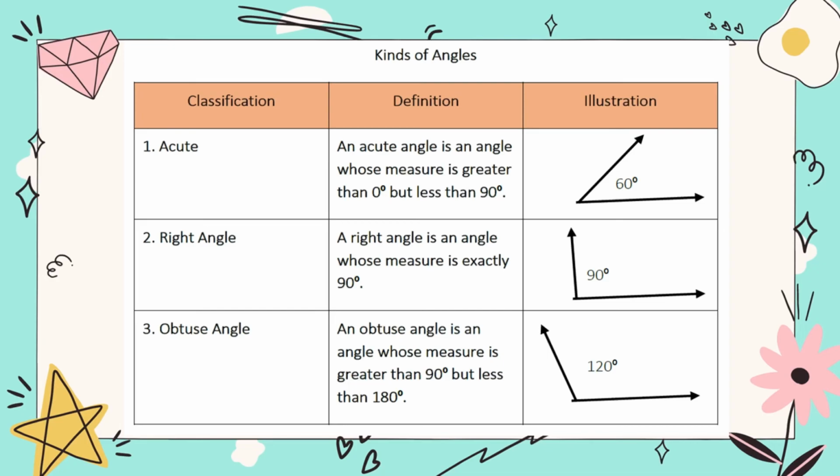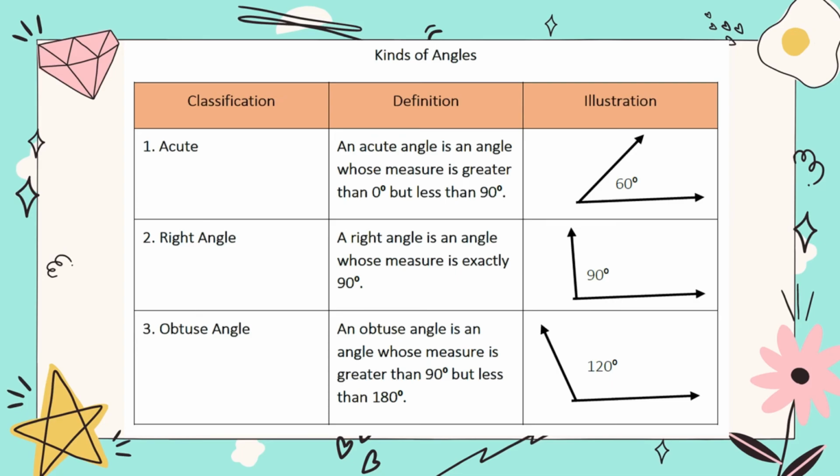So, when we say acute angle, it is an angle whose measure is greater than 0 but less than 90 degrees. So, those angles whose measure is from 1 degree up to 89 degrees is what we can consider as acute angles. Next is the right angle. A right angle is an angle whose measure is exactly 90 degrees. So, walang bracket yung measurement neto. As long as it is 90 degrees, we can call that right angle.